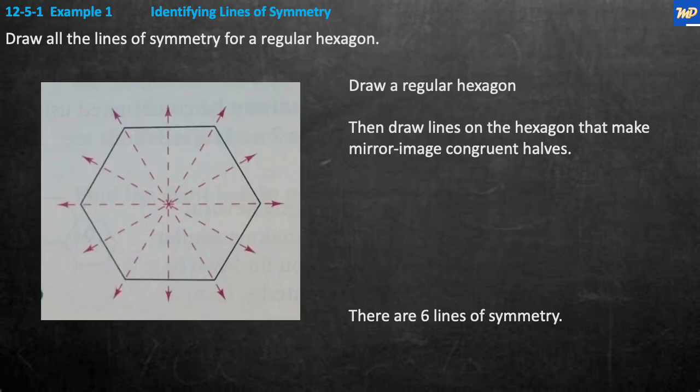Example 1, identifying lines of symmetry. Draw all the lines of symmetry for a regular hexagon. So what does it say to do here? It says draw a regular hexagon. You've got the picture of it right here. Then draw the lines on the hexagon that make the mirror image congruent halves. And then how many of them are there? Well, it says here that there are 6 lines of symmetry.